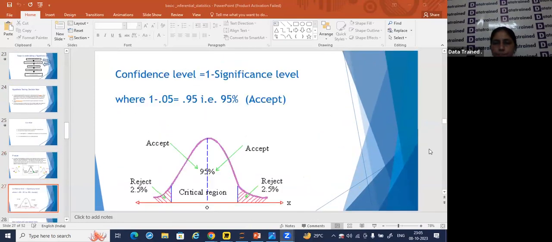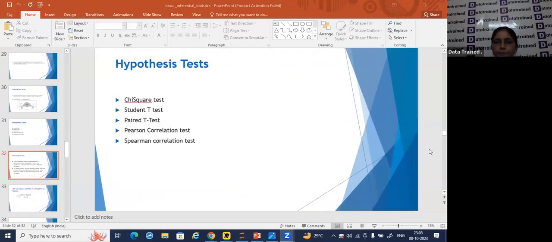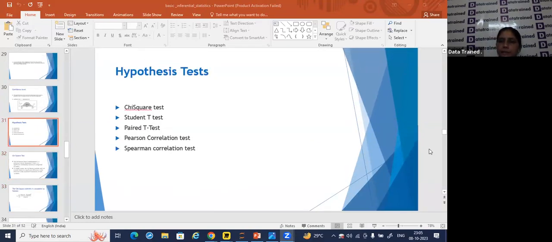Okay. Now let's see hypothesis test. Right now, I had just told the T test. We call it a student test or probability test. Now let's go ahead with a correlation test here. Let's understand what is a correlation test.